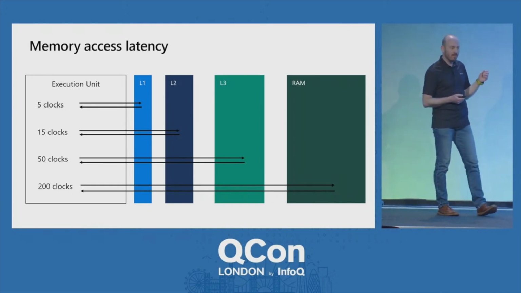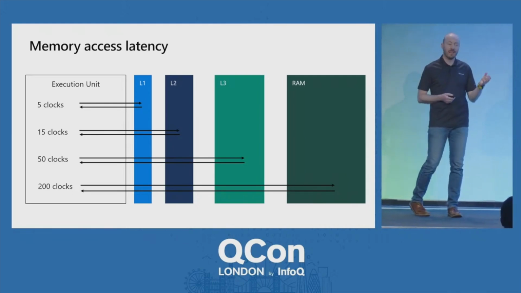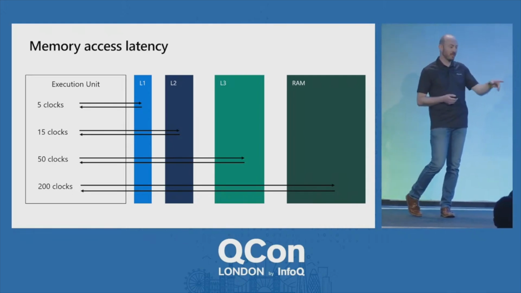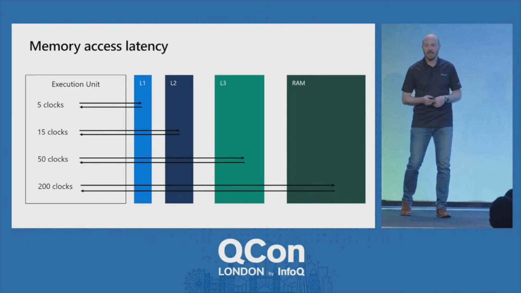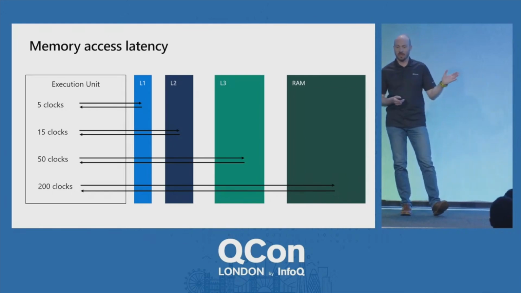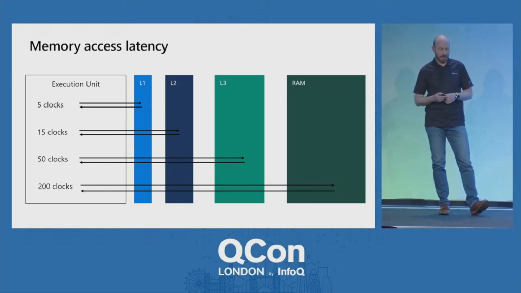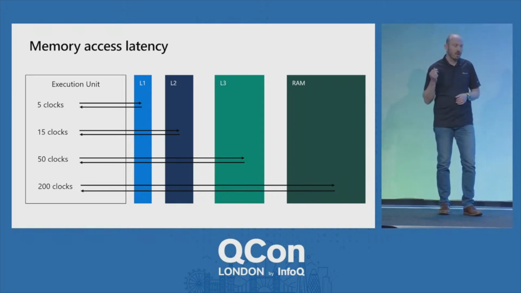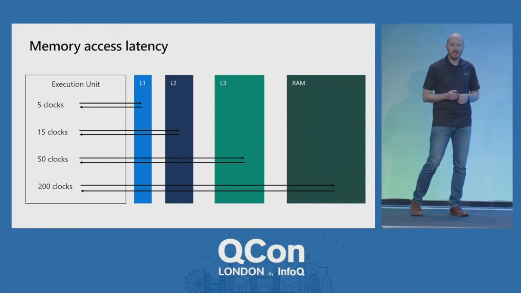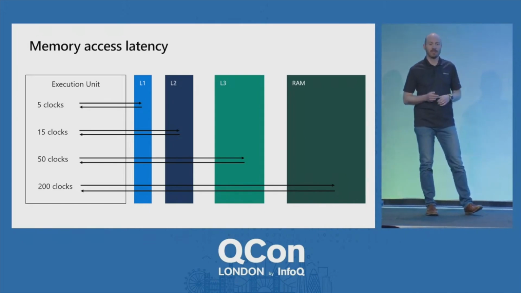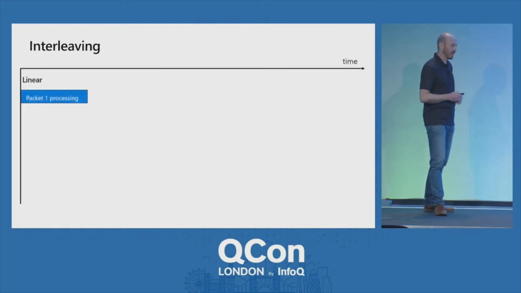If you get your memory from main RAM, it's really slow. The 200 clocks there, approximately, is going to blow our budget of 300 clocks. But RAM's massive. You can keep loads of data in there. What we're going to do with interleaving is look at how we can minimize the effects of this memory access latency. So let's look at an example.